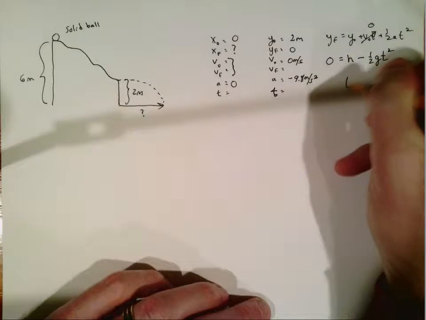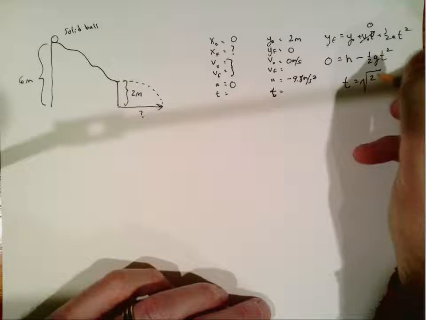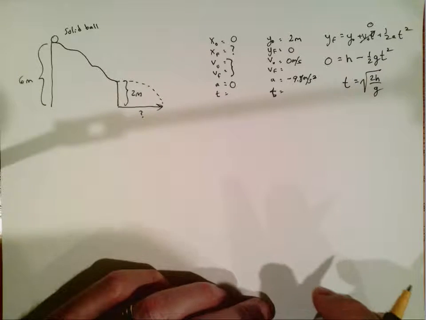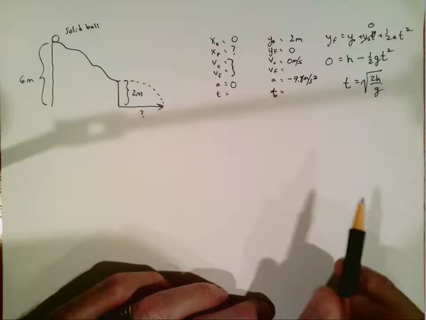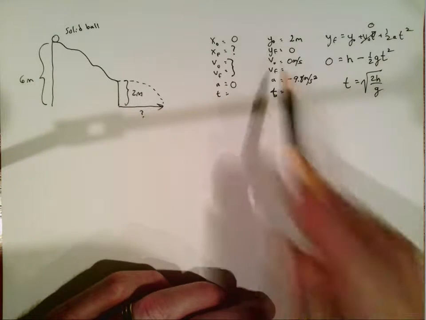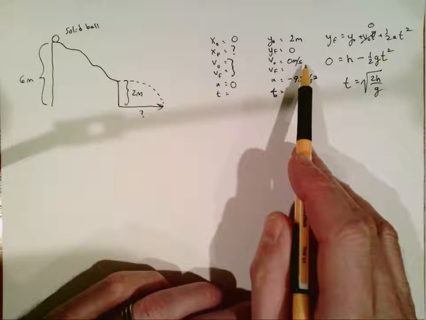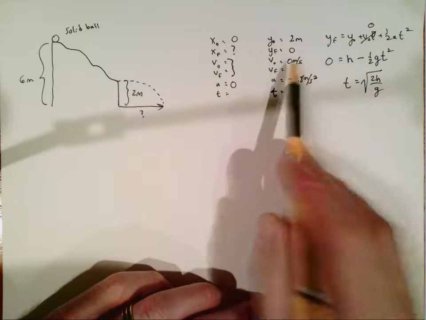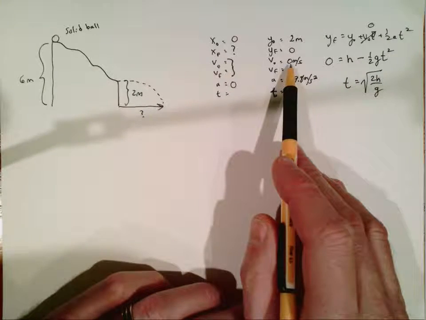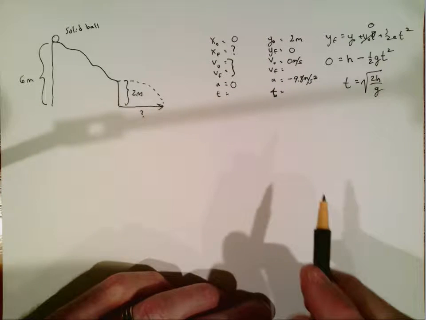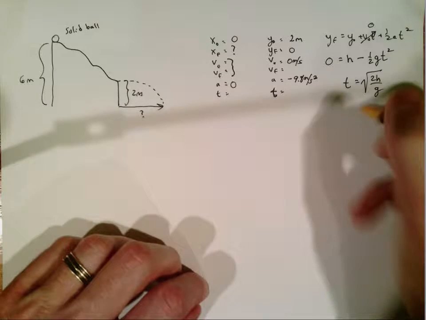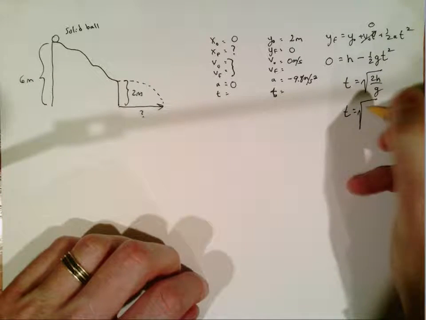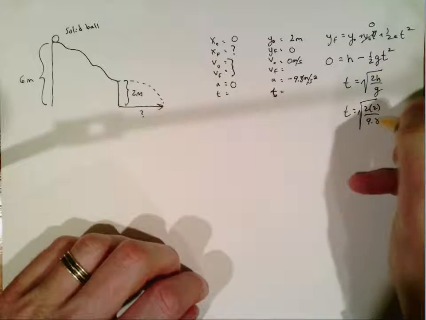So if you simplify that for time, you get square root of 2h over g. You're not going to see that on your formula sheet because it doesn't work all the time. It only works when the initial y velocity is 0. So be careful about using this. You can only use it when the initial y velocity is 0. However, if that's the case, then it's a good thing to have in your back pocket because it's quick and easy to use. So square root of 2 times 2 over 9.8.